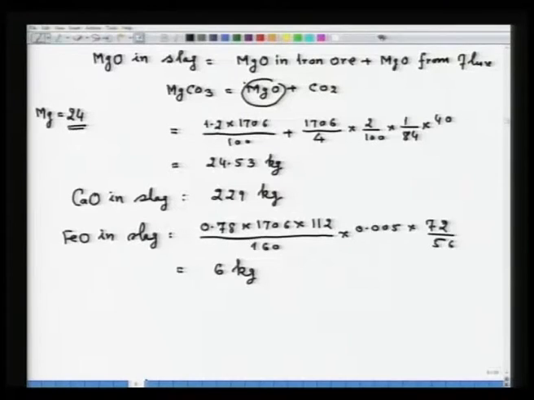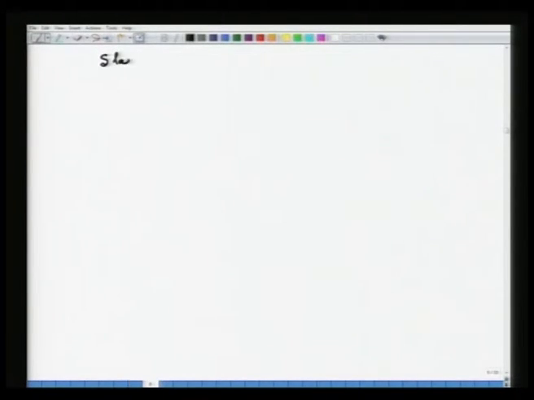Now, to summarize, the amount of slag: the components are SiO2, FeO, Al2O3, MnO, P2O5, MgO and calcium oxide. This is what the components are.